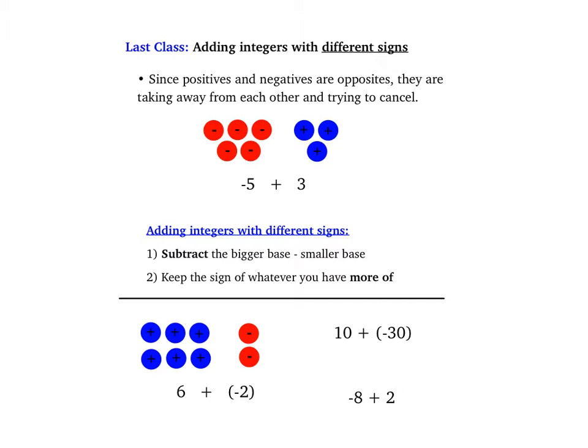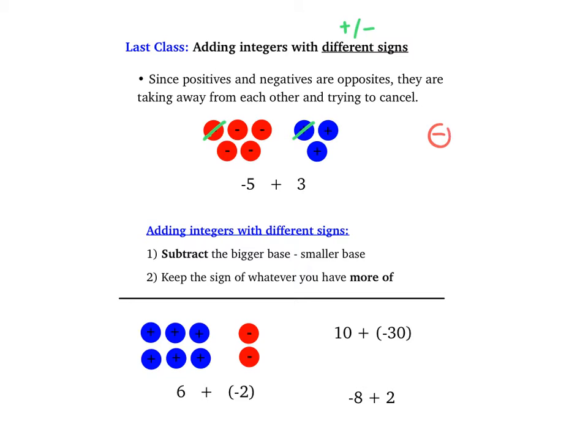So last few classes, we've been working on adding integers with different signs. And when we say different signs, we mean you have one positive and one negative. Since those two are opposites, they're trying to take away from each other and cancel. So we started by looking at these integer chips and actually seeing that cancellation happen.